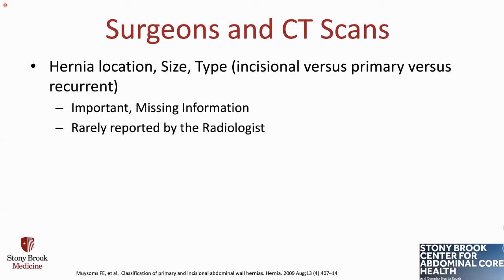So you want to know where the hernia is, what the size of the hernia is, and obviously the type: is it incisional, is it primary? A lot of times when you look at the reads that you get from the radiologist, this information is missing. This is all really important information, and it's not really reported by the radiologist. Again, they're looking at other things. A lot of times they're going to say, hey, there's a hernia here, but they're not going to describe it in a way that you can use to perform your repair.